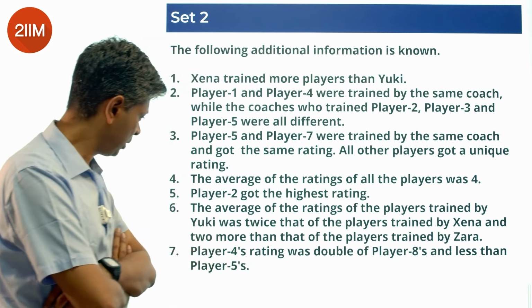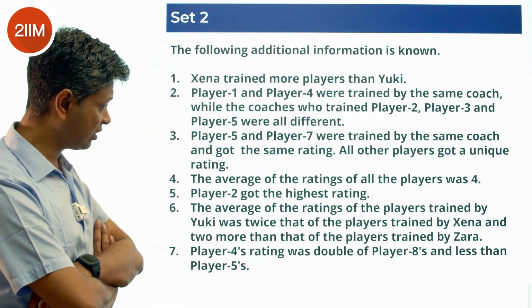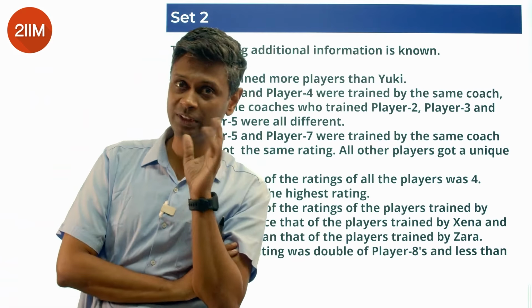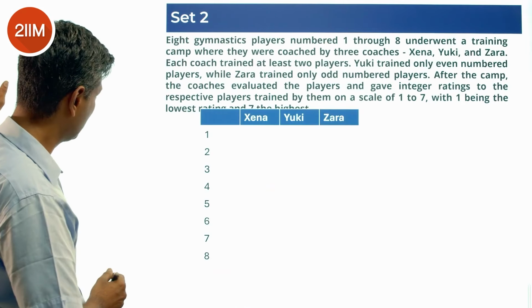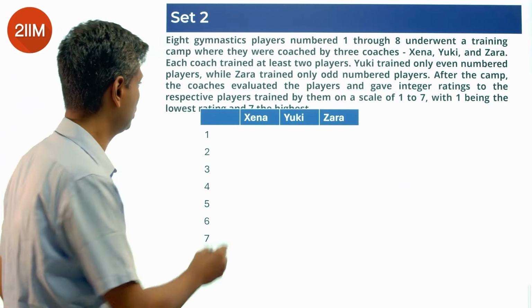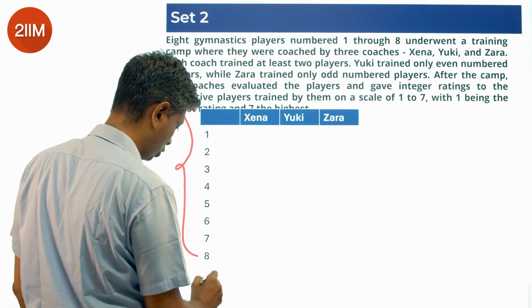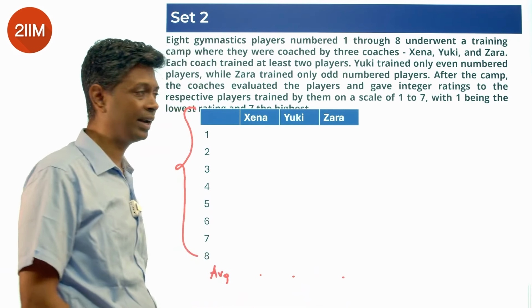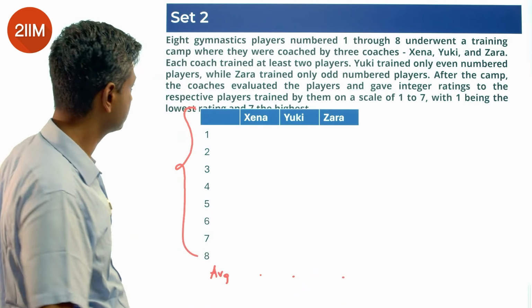Nice. Player 4's rating was double that of player 8's and less than that of player 5's. Nice. I think lots to play here with. Let's go step by step. Our data formatting is like this: X, Y, Z, which coach gets what. So we are going to capture the data. We're going to worry about average ratings at some point for X, Y and Z and overall as well.